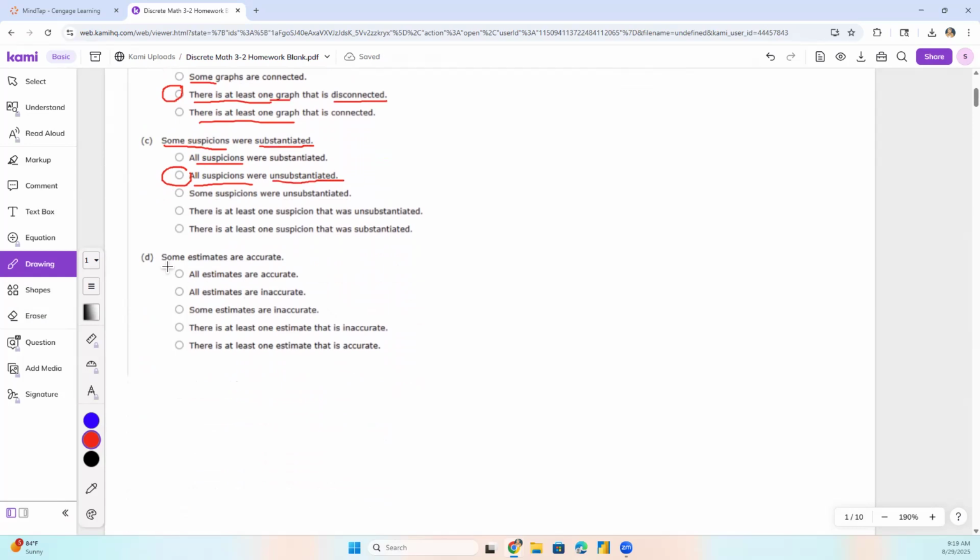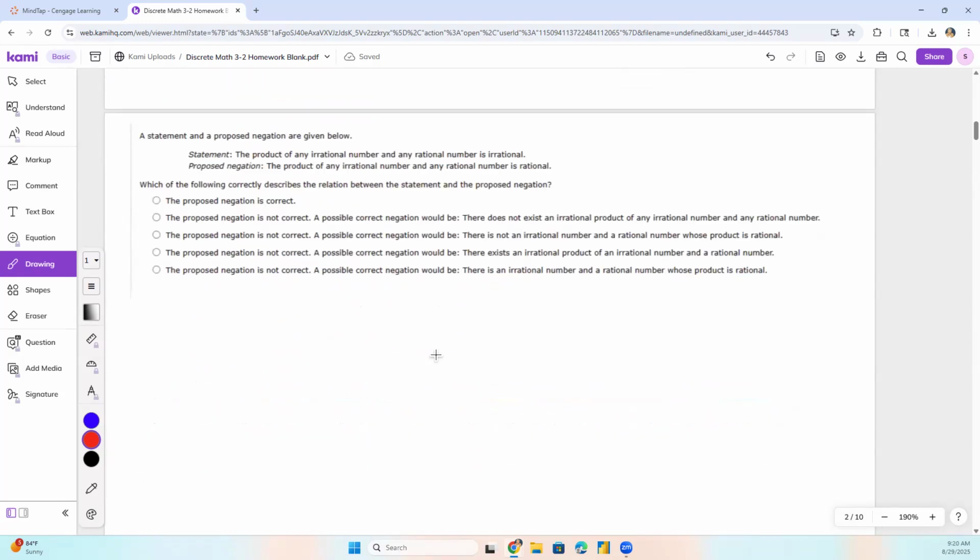Now, for this one: "Some estimates are accurate." So "some estimates" is going to change to "all estimates," right? Because its negation is "all estimates." And for "accurate," its negation is "inaccurate." So I'm going to choose this one as the answer. When you have the sentence "some estimates are accurate," its negation will be "all estimates are inaccurate." And this is how we're going to do the first question on the homework.